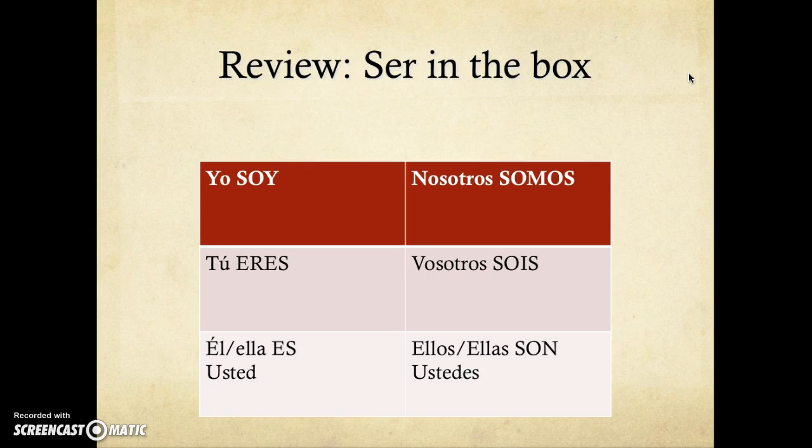And notice that we always go from the top left to the top right column. So we always start on the left side, at the very top, go down. Then we start on the right side at the top and go down. So there's a specific way that we read these verb boxes.